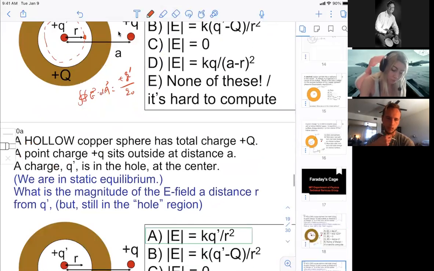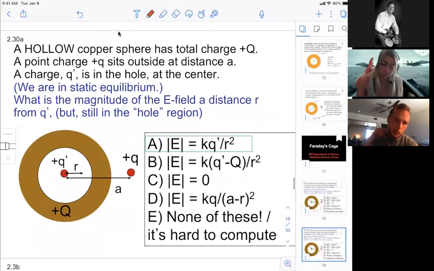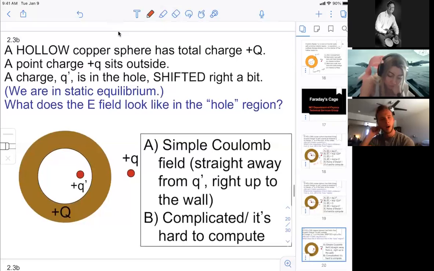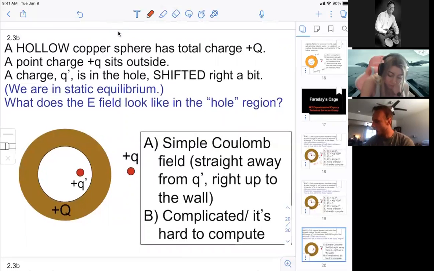Now, we're going to make this a little bit more complicated. We're not going to be able to solve this, and also we're not going to have time to vote, but I want to talk through this question. Now imagine I move this positive Q away from the center. Let's shift it off center now. And now I'm asking, what does the E look like in this region? Is it still going to be Coulomb-like, or is it going to be complicated? I don't have time to vote, but I will let you know that it's not going to be Coulomb-like. Shifting it away from the center makes it really hard to calculate.